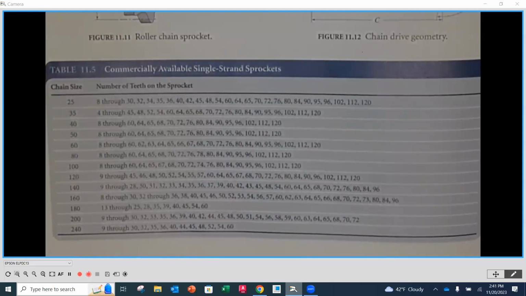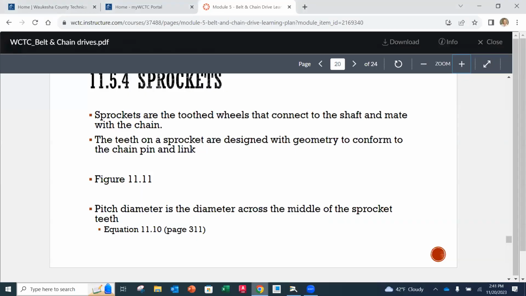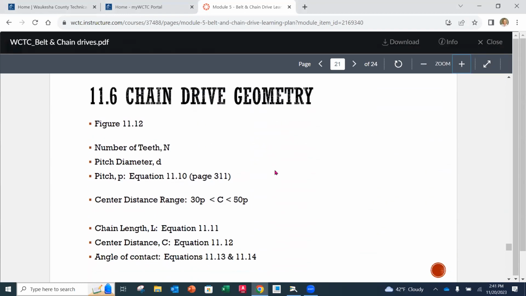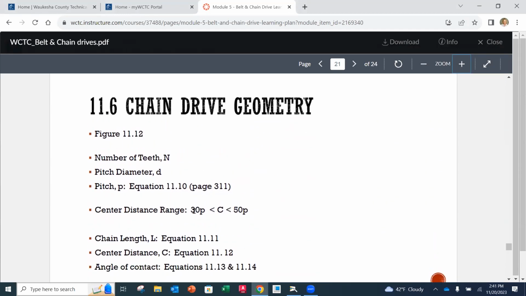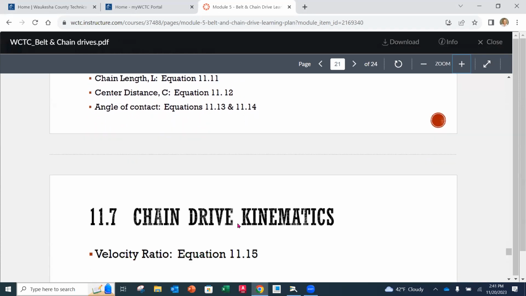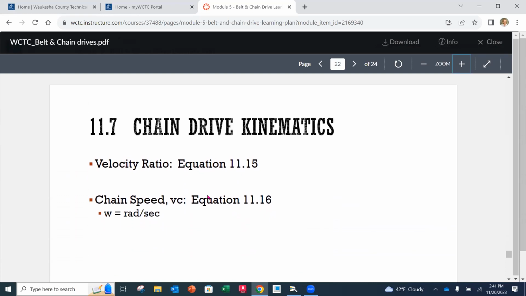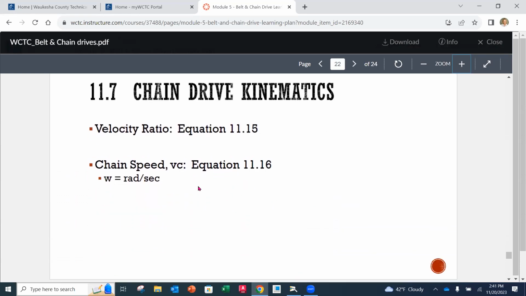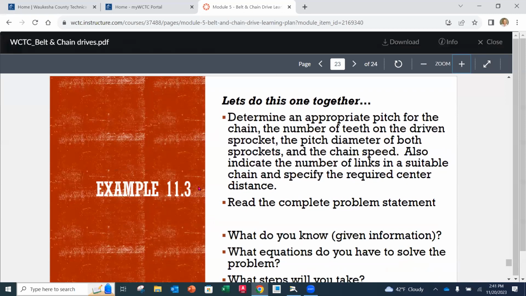Okay. So with that, let's take a peek at an example. Well, before we do that, let's make sure we have all of the stuff. So we talked about the geometry, the center distance, the length, the center angle of contact. So we hit all those equations. We talked about velocity ratio and chain speed. So now we're ready to do our last example.